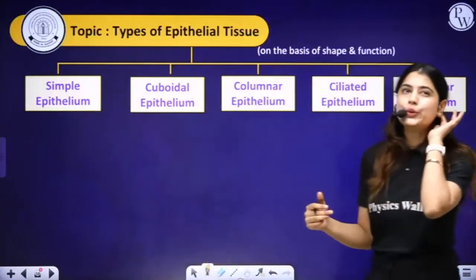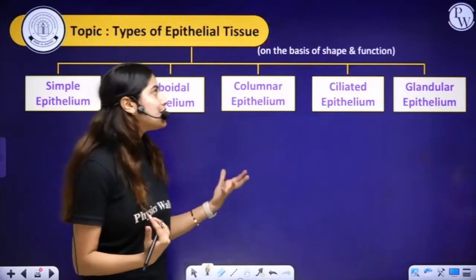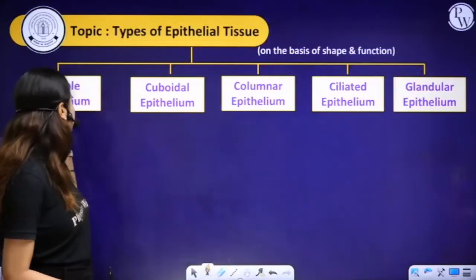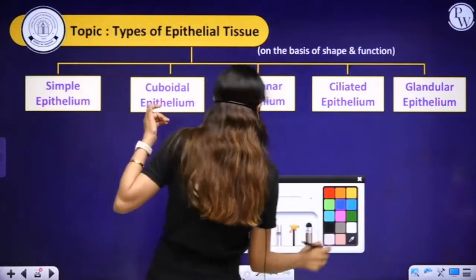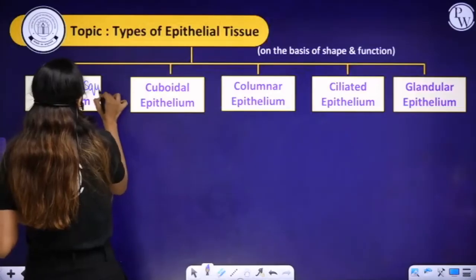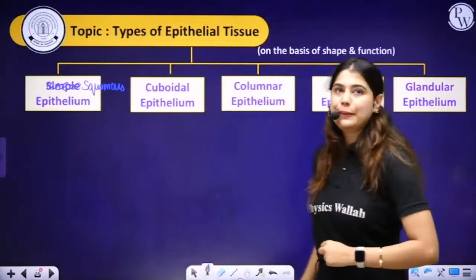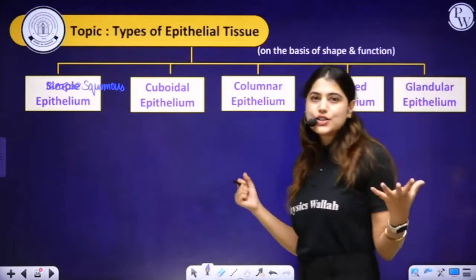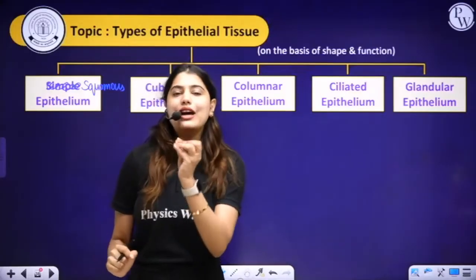Next, let's move to the types of epithelium on the basis of structure and function. Then there are many types of epithelium. Simple epithelium is going to be squamous epithelium. So squamous epithelium, cuboidal epithelium, columnar epithelium, ciliated and glandular. So many different types of epithelium, but very easy. We're going to learn about them one by one.